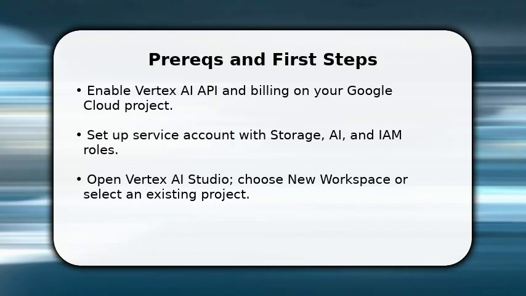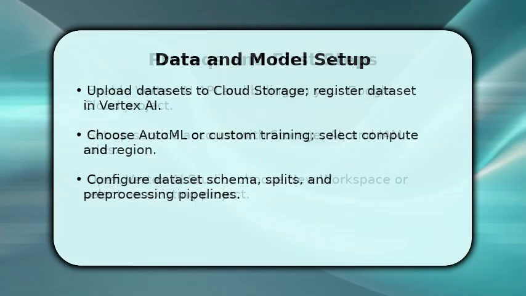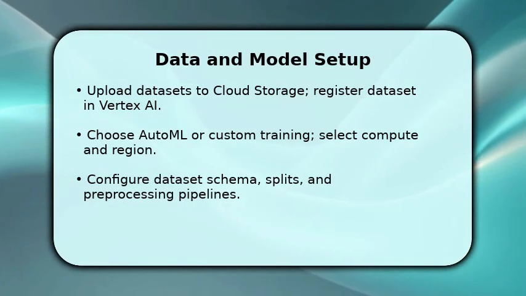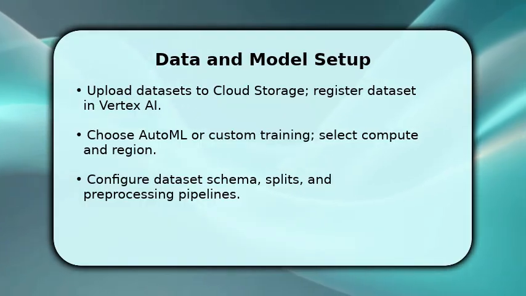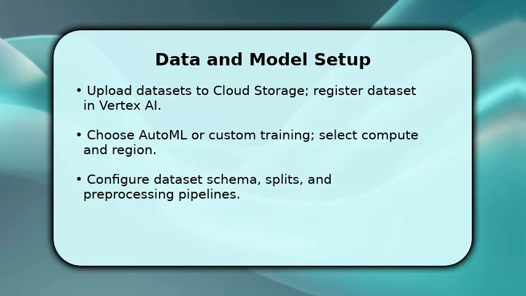Then open Vertex AI Studio and create a workspace. This instantiates resources and links your project so you can start building pipelines and experiments immediately. Now you move into data and model setup. Upload your labeled dataset to cloud storage and register it in Vertex AI so the studio can track lineage.